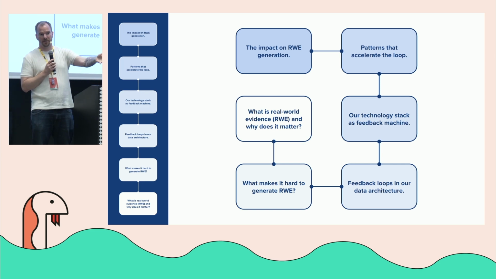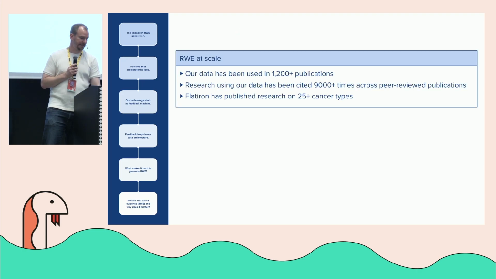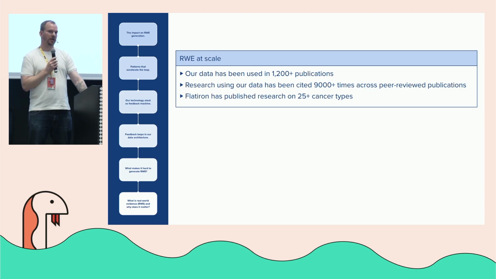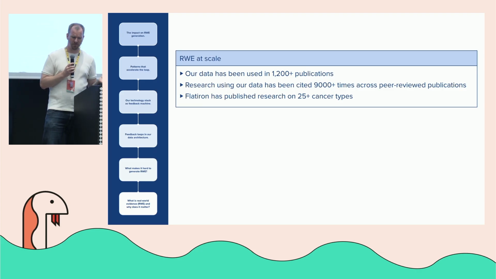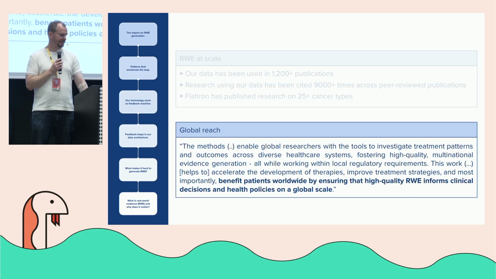We need to be able to bring something to the hospital, install it there, see what we get, and then continue with the project. And the result is that I would say Flatiron is by far the leading company when it comes to real-world evidence in oncology. So our data has been used in more than 1,200 publications. It was cited in over 9,000 peer-reviewed documents.